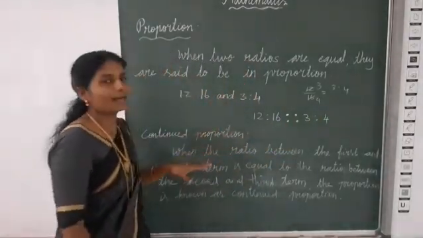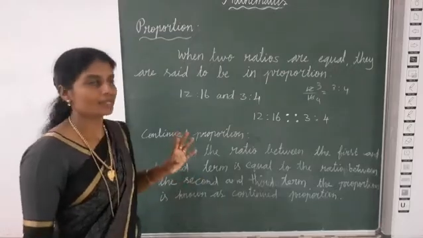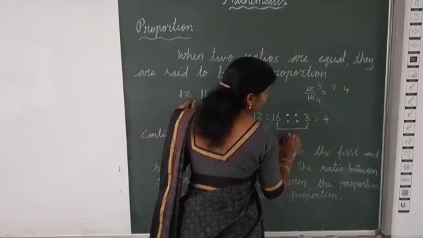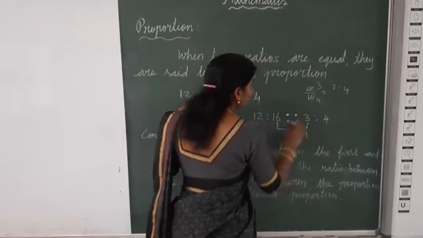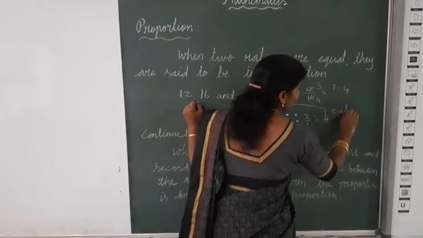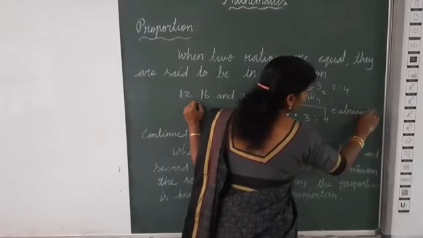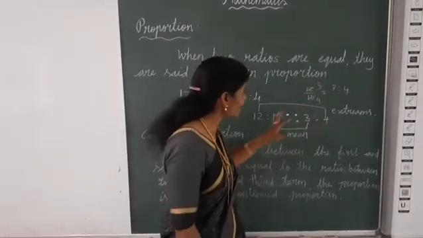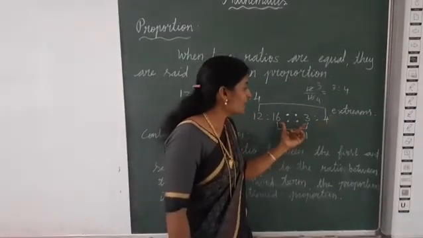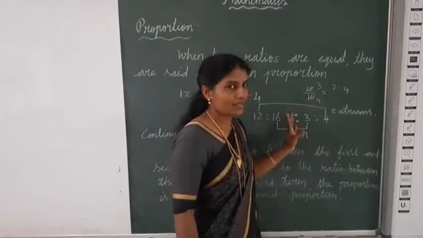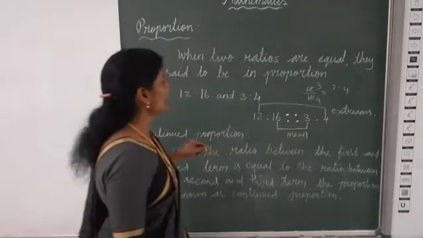In proportion, we have two parts. That is the middle two part. This is called mean. This end part is extremes. End part is called extremes. Mean, that is the middle, that is mean. Mean and extremes. Okay. Now listen.